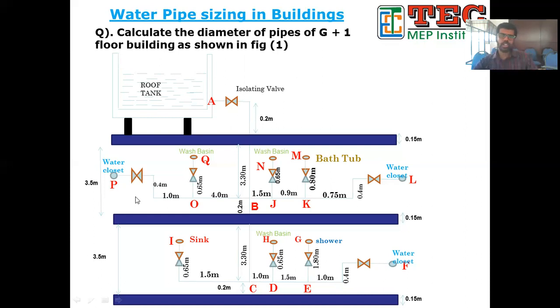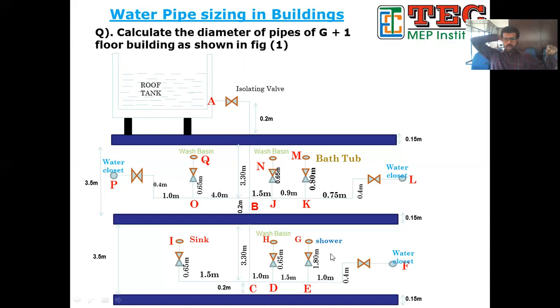So don't forget to mark with nodes. Nodes mean E, F, G, D. So you can see like this: A, B, C, D, E, F, G, H, then I, then J, K, L, M, N, O, P, Q. You have to mark like that. So here you have one toilet, here you have one toilet, here you have one wash basin and water closet, another toilet, here you have kitchen. Let's just imagine like this.